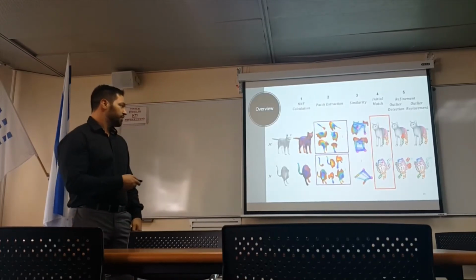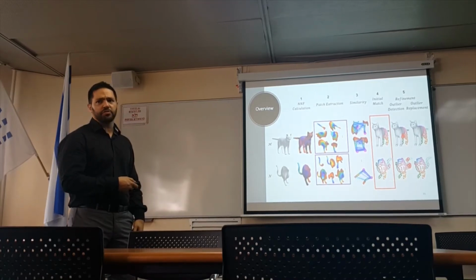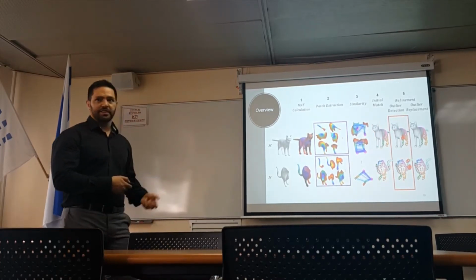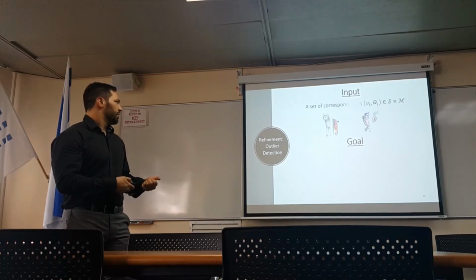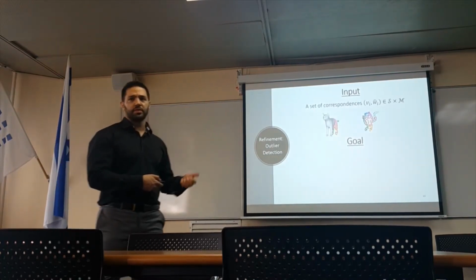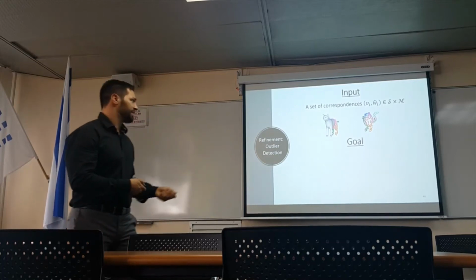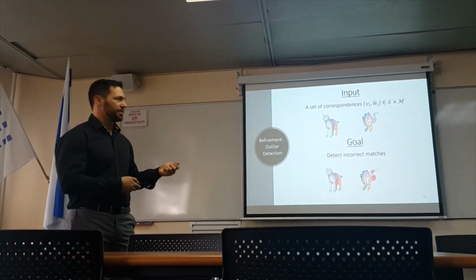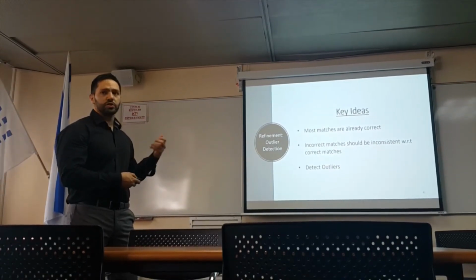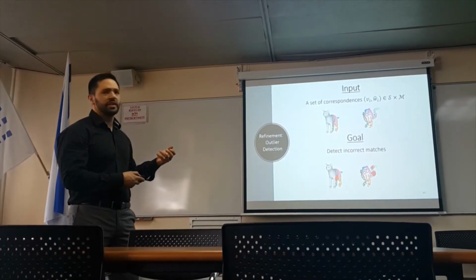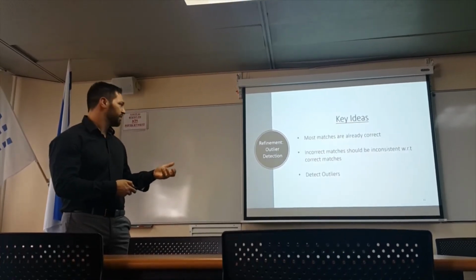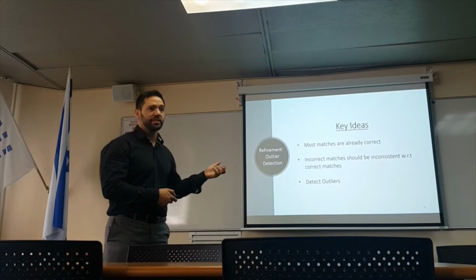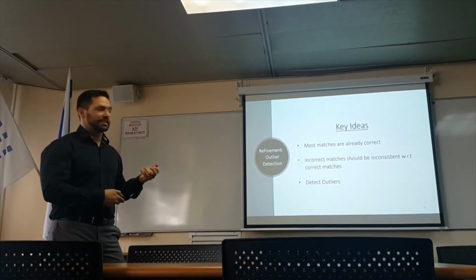Okay, we have an initial match, but look at the tail here. You can see some of the matches are still incorrect. So we want to refine our match. So we have as our input a set of sparse correspondences. We'll call them VI and WI hat for all the samples. And we want to detect incorrect matches. Our key idea is most matches, as you can see, are already correct. Only some points on the tail are incorrect. So incorrect matches should be inconsistent with respect to most matches which are correct. And we want to detect outliers.